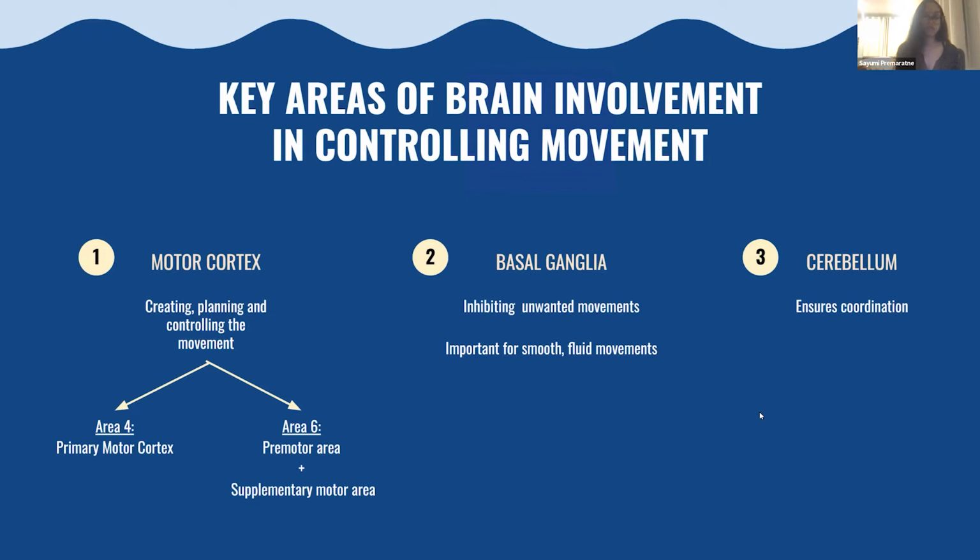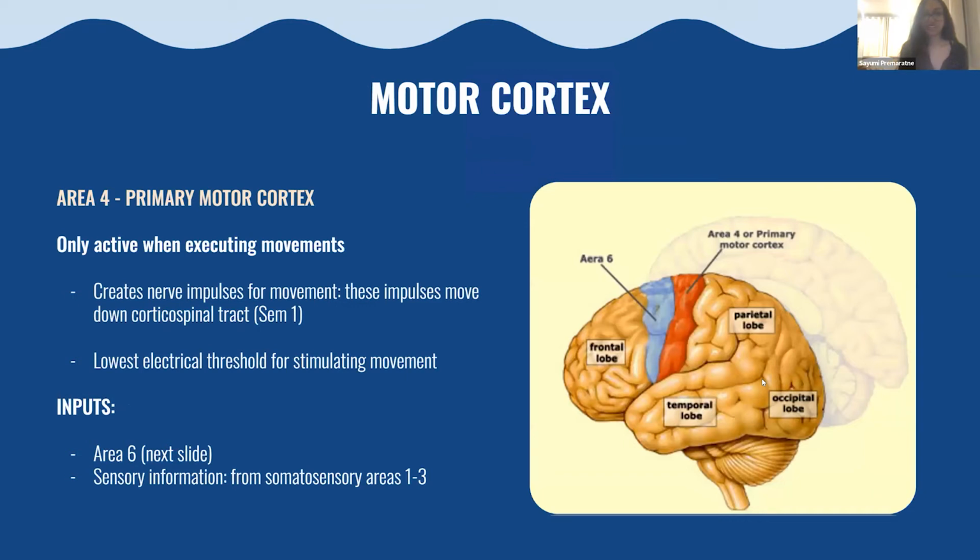The motor cortex can be divided into area 4 and area 6, and we'll talk about how their roles differ. So on the next slide, we're going to talk about area 4, so the primary motor cortex, which is the red in the picture. So this is only active when there are movements being executed. So this area creates the nerve impulses that will travel down the corticospinal tract, which you guys probably looked at in semester 1, and then go to the muscles. So for contraction or movement.